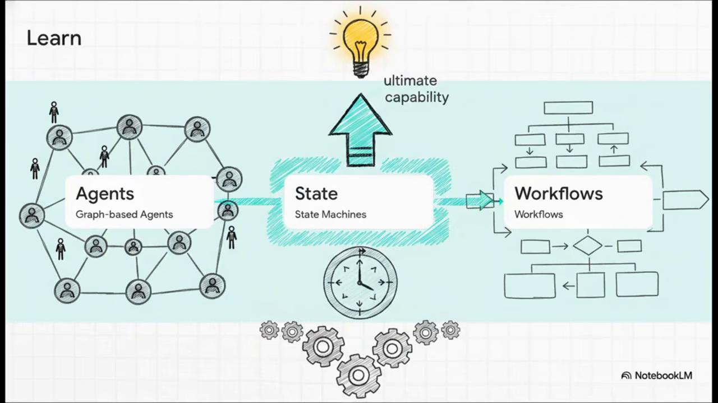Just look at how these concepts linearly build upon one another to unlock our ultimate capability here. I mean, we literally can't define a complex workflow without a state machine to track it, and we definitely can't utilize a state machine effectively without a graph-based agent to execute those actions. It's just this perfect interlocking trinity.